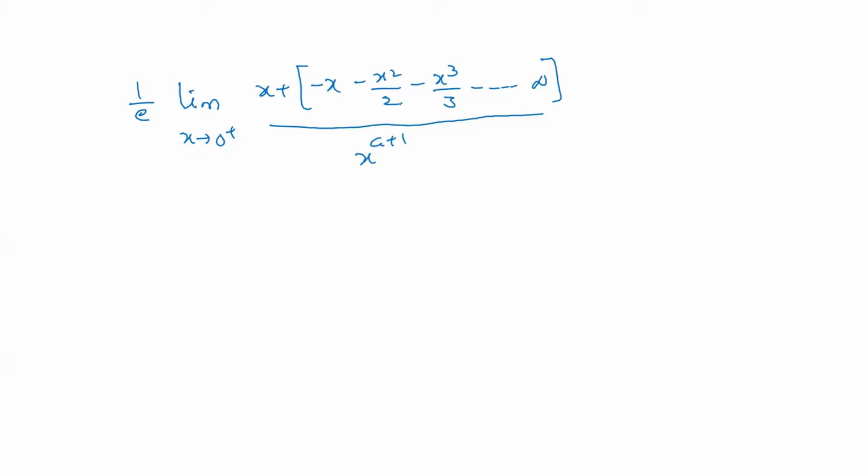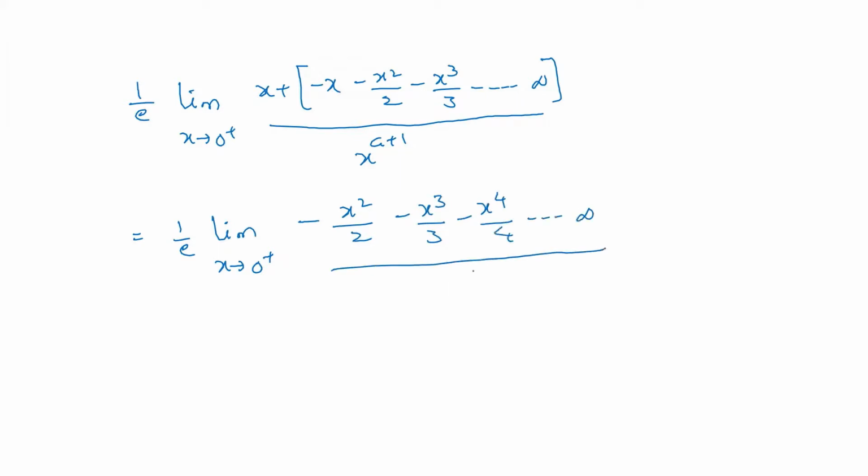But in the question we have ln 1 minus x. So in the place of plus x, we are going to substitute minus x, then we are going to get this expansion. Okay, so now everything is going to be equal to 1 by e, limit x tends to 0 plus. If you expand this one, this x and x get cancelled. So we are going to get minus x square upon 2 minus x cube upon 3, then minus x raised to 4 upon 4, till infinite terms. And in the denominator, we have x raised to a plus 1.